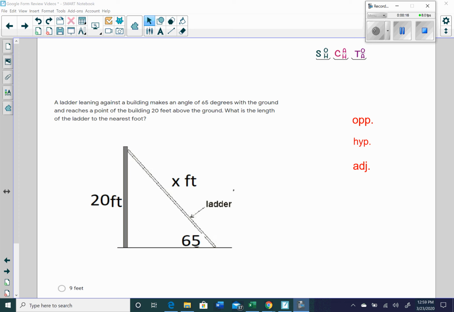A ladder leaning against the building makes an angle of 65 degrees with the ground and reaches a point on the building 20 feet above the ground. What is the length of the ladder to the nearest foot?